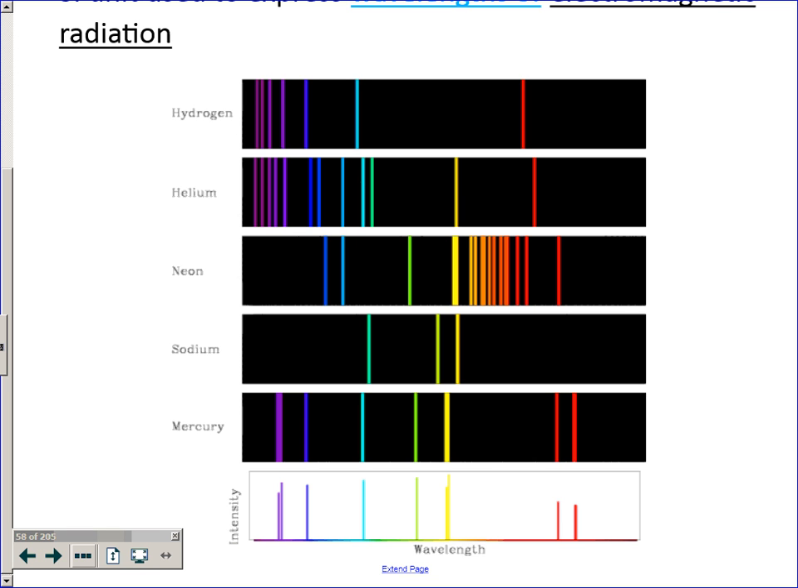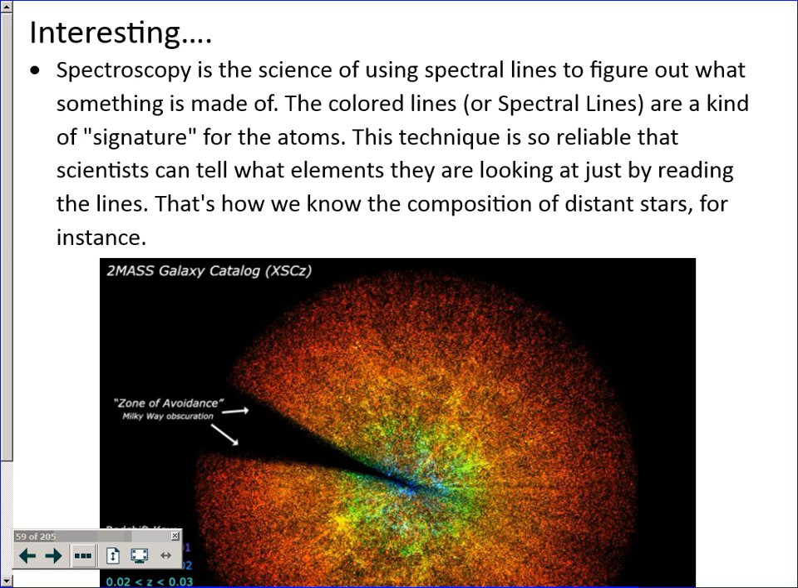Atomic fingerprints, because supposedly they are all different. Okay, so we have some samples. We have hydrogen, helium, neon, iodine, and a couple of others that you will see today. All right, so this is just a fun fact.